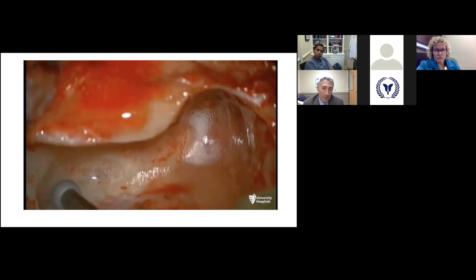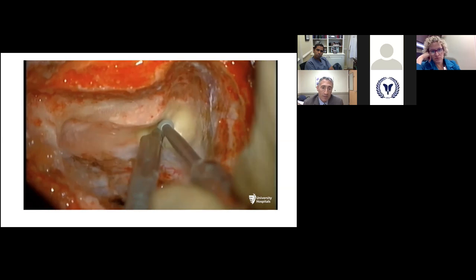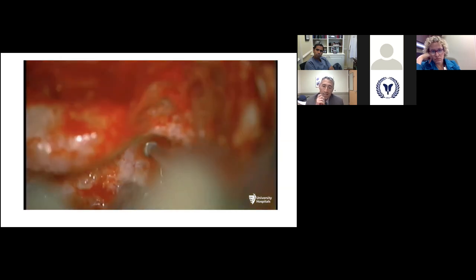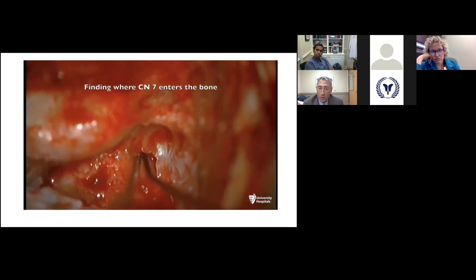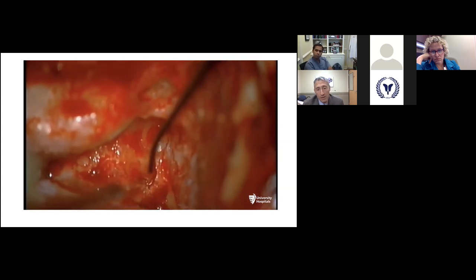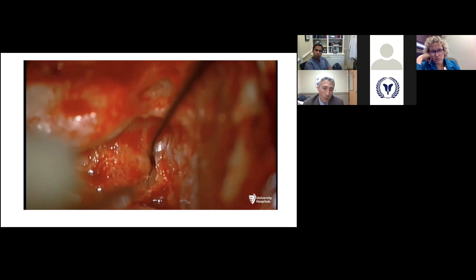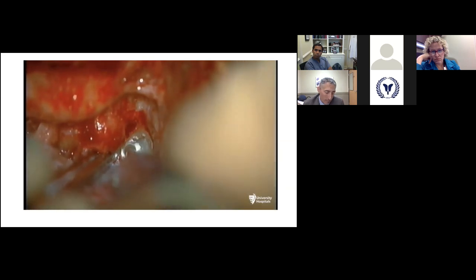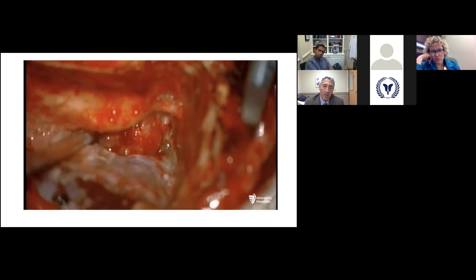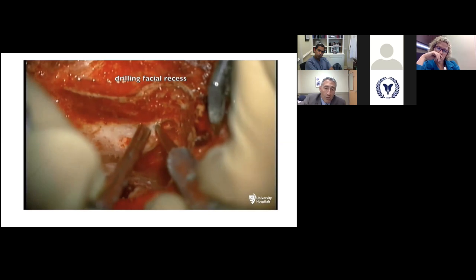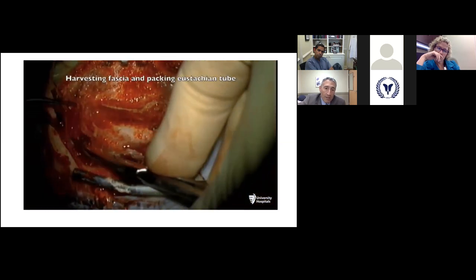So yeah, we went ahead and did a left-sided translabyrinthine approach, and we'll discuss this in more detail for the purposes of the course in our next session when we're digging into part 2 of the transmastoid approaches. Again, as you mentioned, the problem with these previously radiated tumors is really the plane between the tumor and the normal anatomy. I found it to be most problematic at the cerebellum and brainstem interface, and then again, as you mentioned, where the facial nerve runs along the back of the tumor.